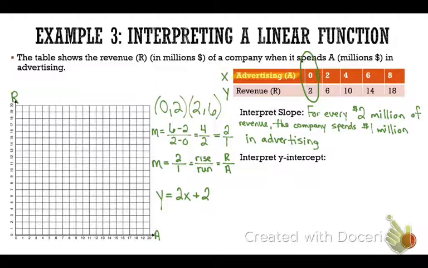Now I need to put this ordered pair, the Y-intercept ordered pair, into a sentence. Connor, you want to give it a shot? For every. Oh, it won't start with for every. If the company spends $0 on advertising, they make $2 million. Exactly. When the X value is 0, which in this case, that's advertising.